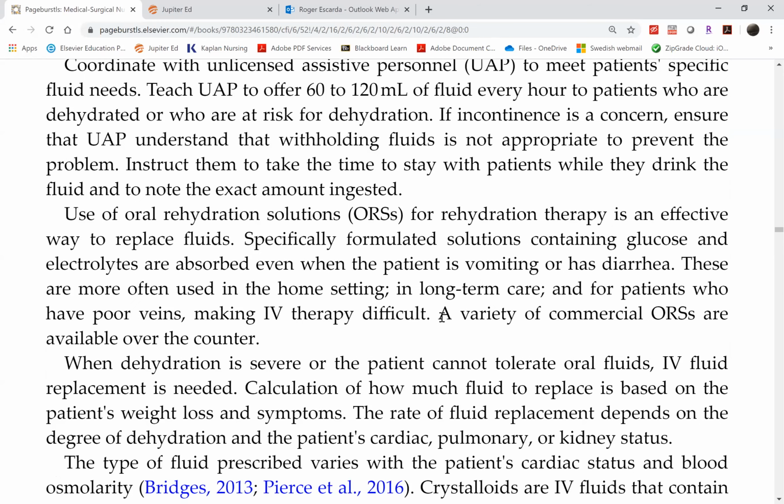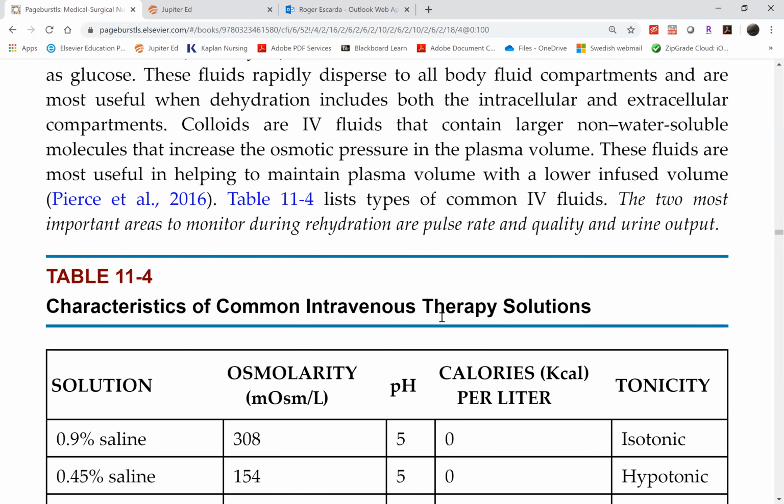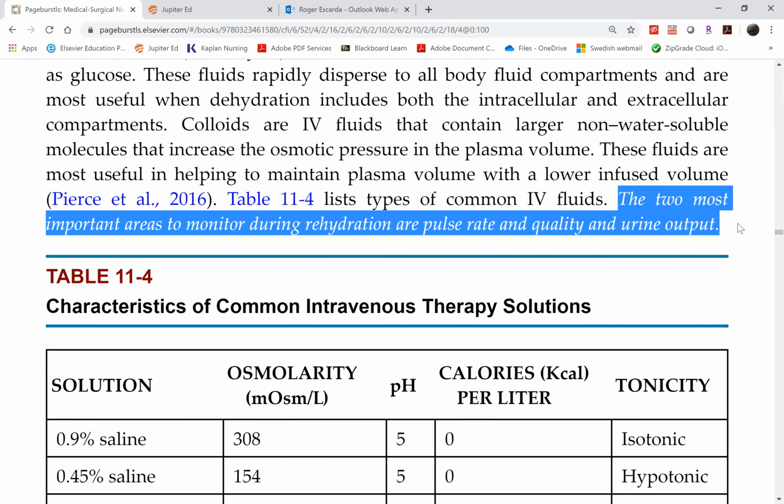A few things to consider. Read this for me, Miss Tiffany. The two most important areas to monitor during rehydration are pulse rate and quality and urine output. Because these are the easier things to monitor. We don't have to get the patient out of bed to weigh them, although that would be the most accurate, but at least we do it once a day. We weigh them once a day.